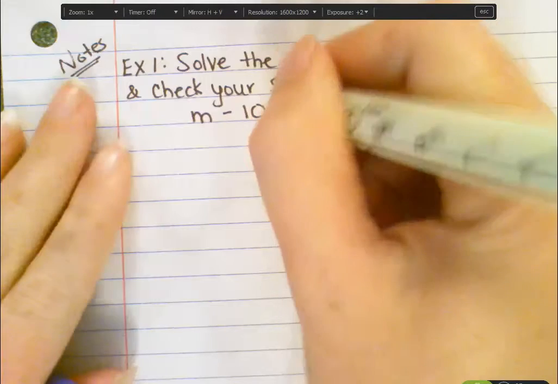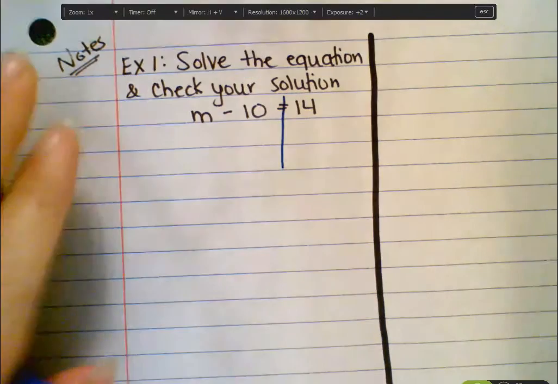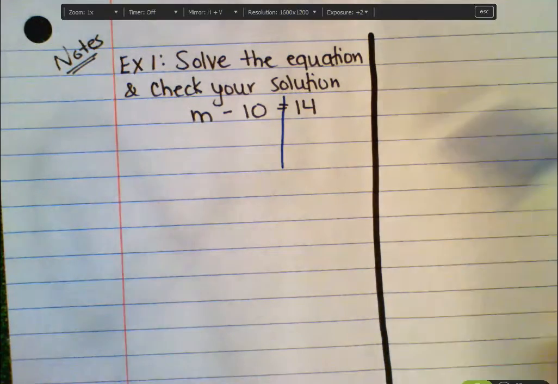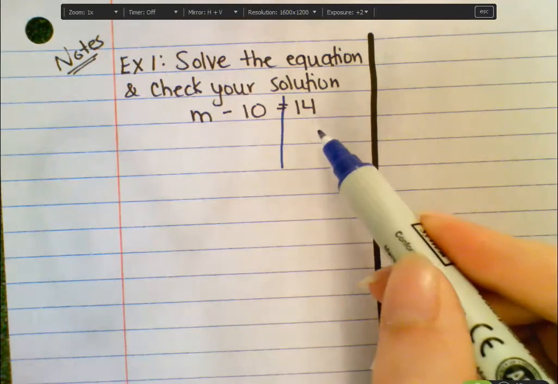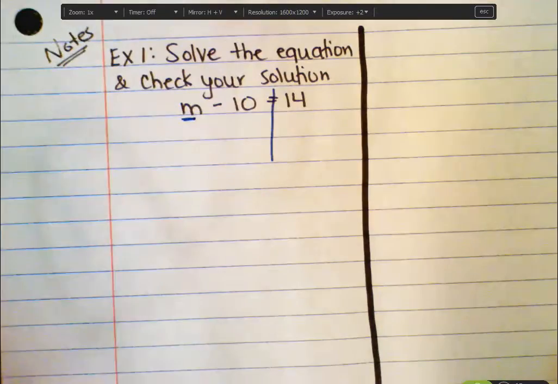What I recommend a lot of times to students is that you draw a line. Remember, with equations, we have to keep it equivalent. So what we do to one side, we're going to always have to do the other side of the equation. We want to get the variable, m in this case, by itself.